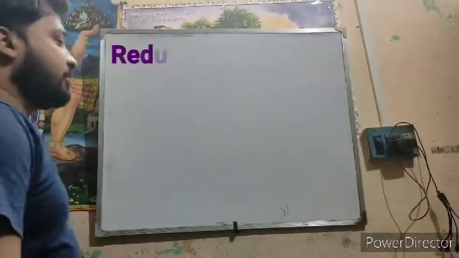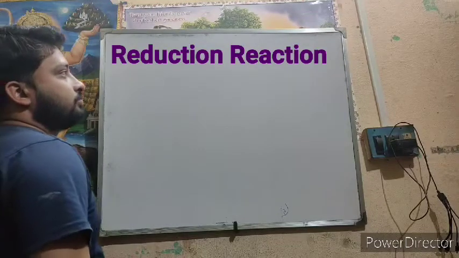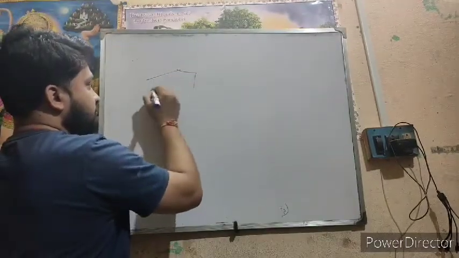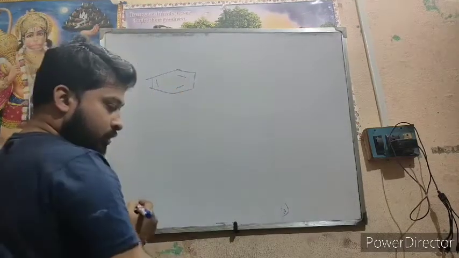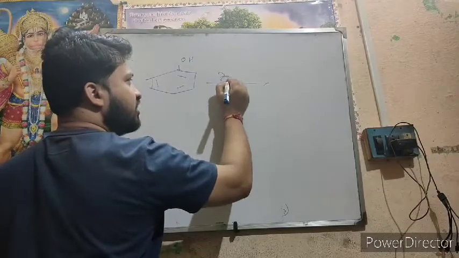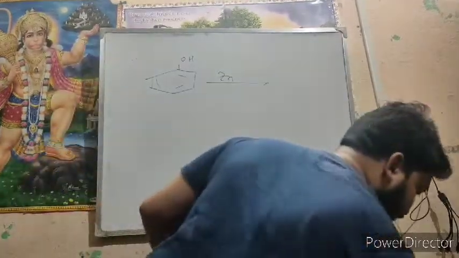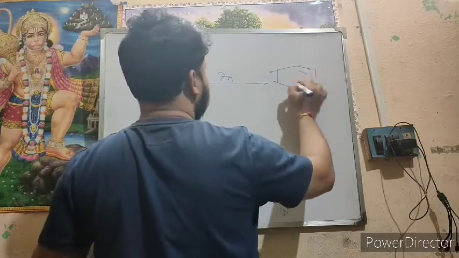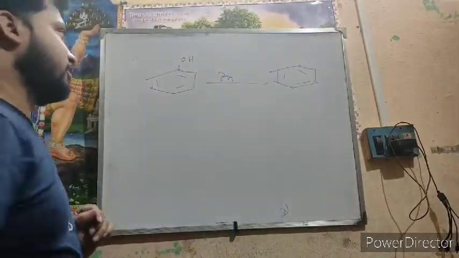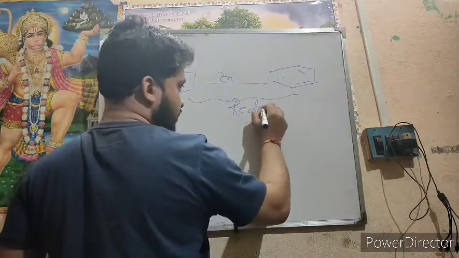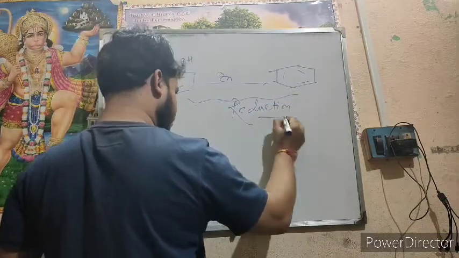Now the reaction is reduction. You take this phenol. For reduction you use zinc dust. With zinc dust you get benzene. This reaction is called reduction. Reduction has occurred.